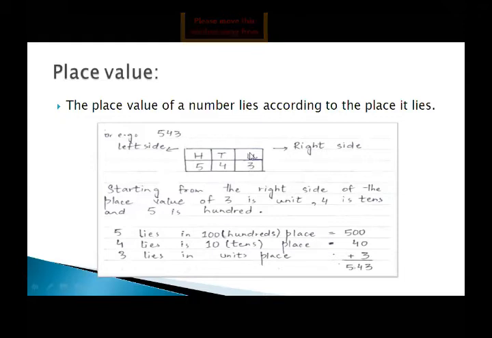3 comes at the place of units, 4 comes at the place of tens, and 5 comes at the place of hundreds. Okay, here you see 5 lies in the hundreds place, so you should write it like 500, because you all know very well how many zeros are there in 100? 2 zeros, okay? So we will represent 5 as 500. Here you put 2 zeros with 5 because 5 comes at the place of 100. Here you see 4 lies in the place of 10. So you will write it like 40, because you know that in tens, how many zeros are there? Only 1 zero. So you will write it like 40.